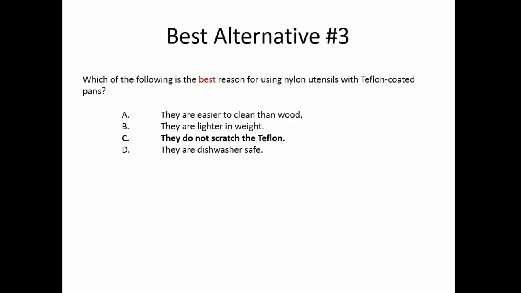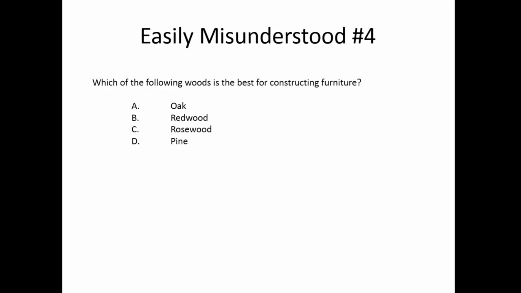But I usually give students credit when they start to defend their answers. Here's an example of how items can easily be misunderstood. Which of the following woods is best for constructing furniture? Well, redwood would be the most glamorous, maybe or maybe best for outdoor furniture. Rosewood is the most glamorous. Pine is the cheapest. So they'll say, we don't know what you mean by best.